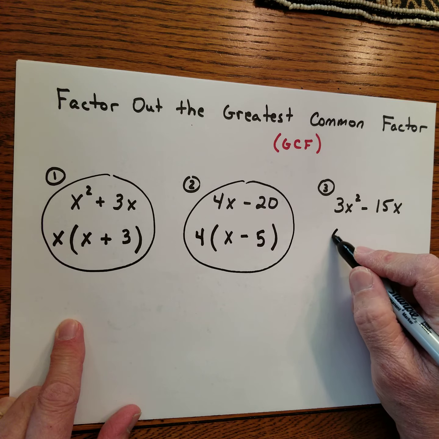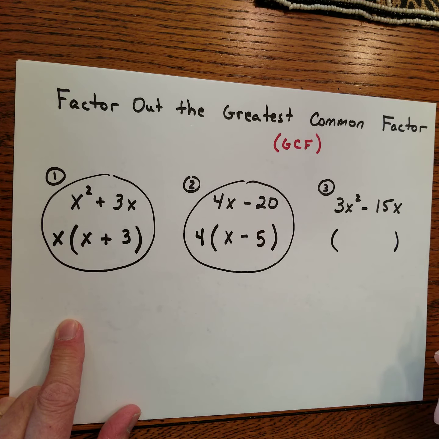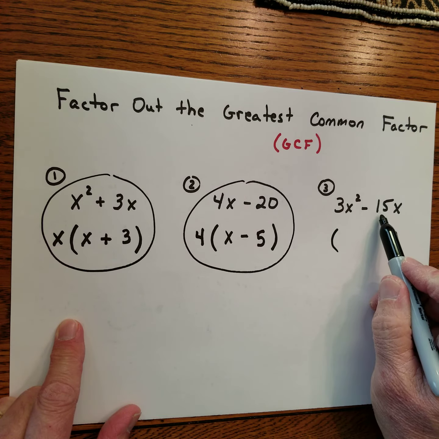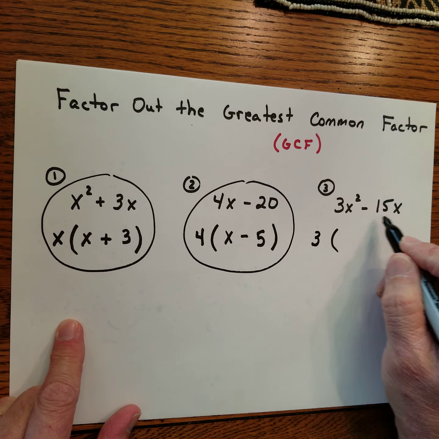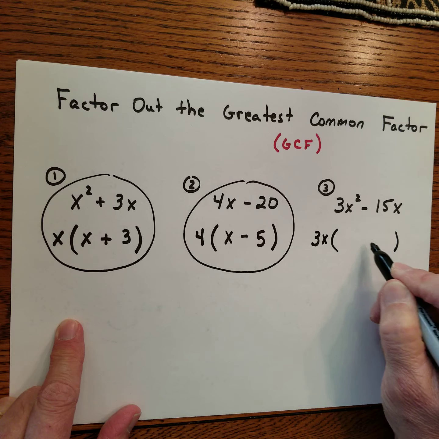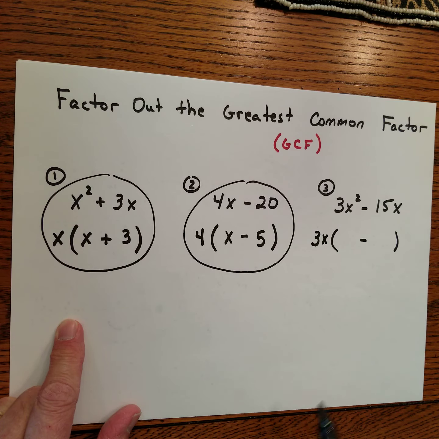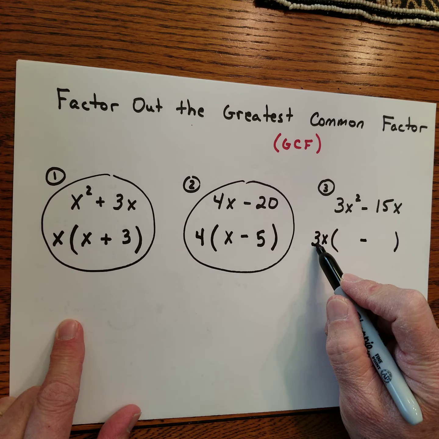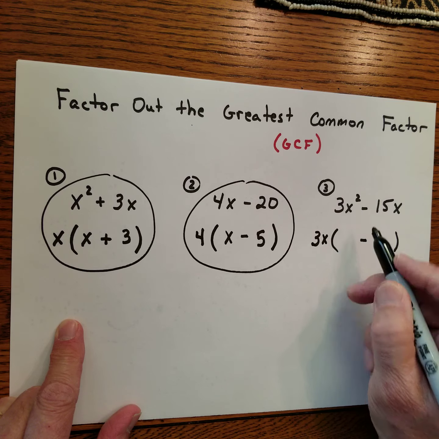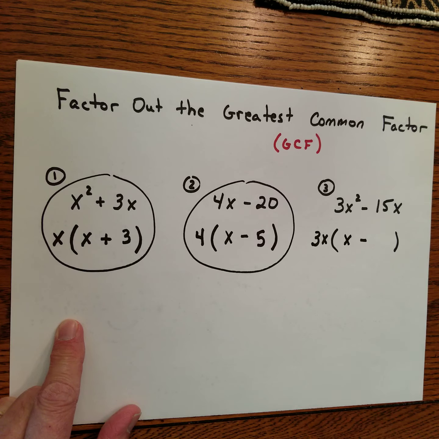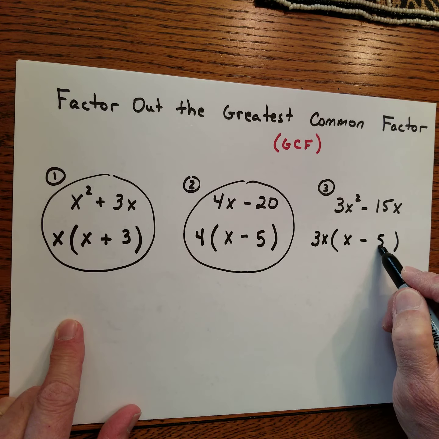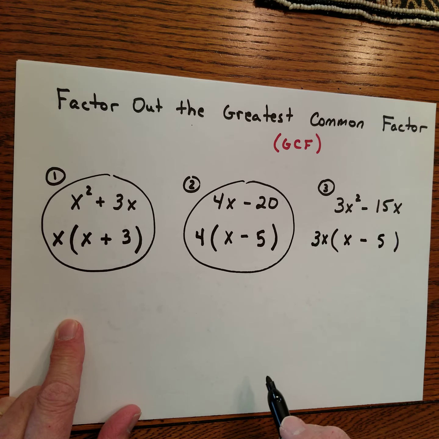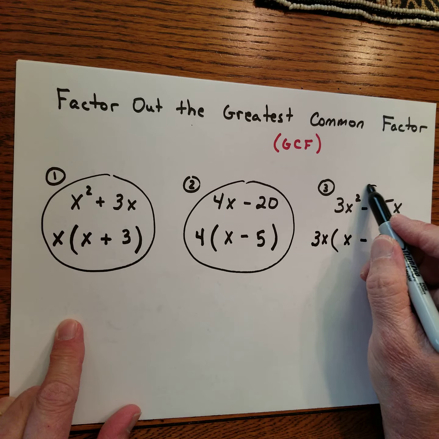Here's one last one. I notice that each of these two terms is divisible by 3, and each term has at least one x. 3 divided by 3 is 1, and if I take one of the two x's out, I still have an x left. 15 divided by 3 is 5, and I factored the x out. There's the way number 3 should look.